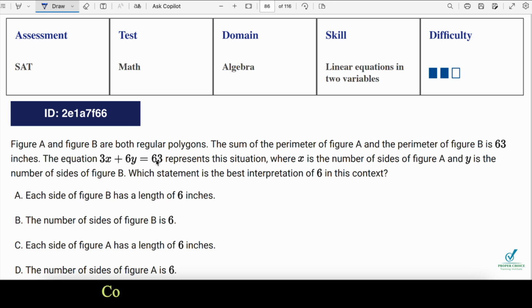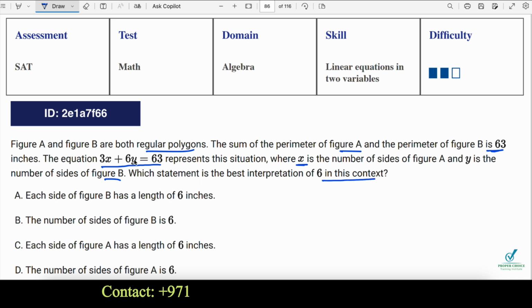Figure A and B both are regular polygons. The sum of the perimeter of figure A and the perimeter of figure B is 63 inches. The equation 3x plus 6y equals 63 represents the situation where x is the number of sides of figure A and y is the number of sides of figure B. Which statement is the best interpretation of 6 in this context?